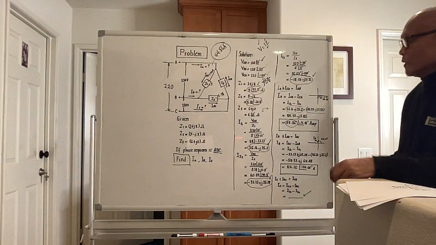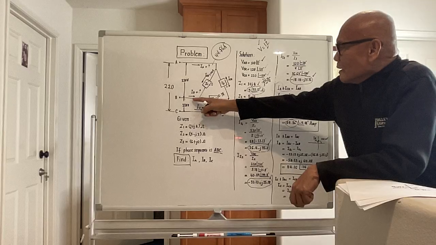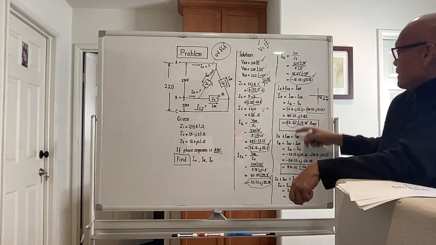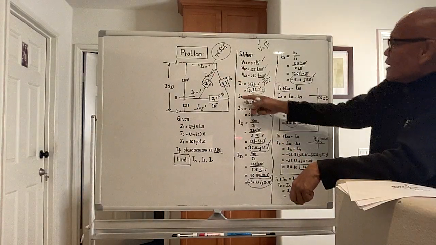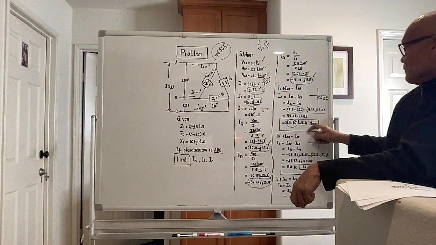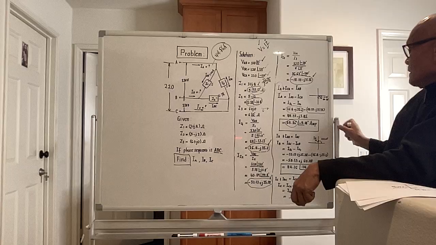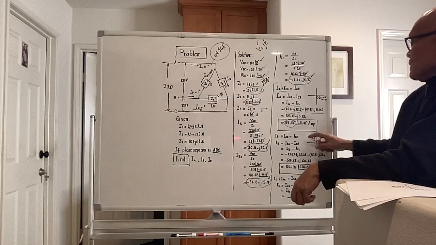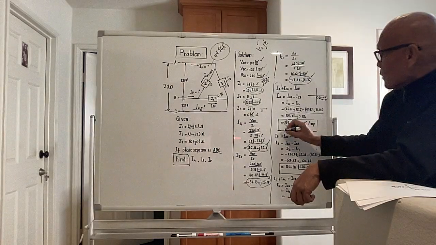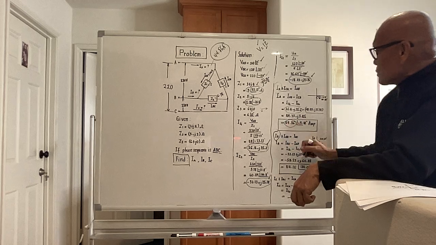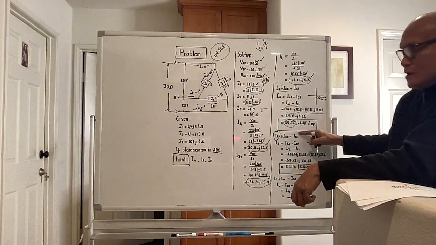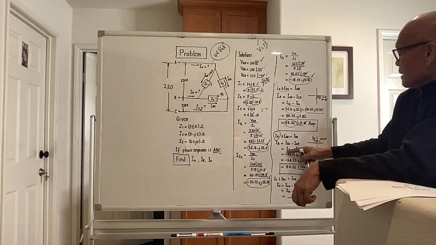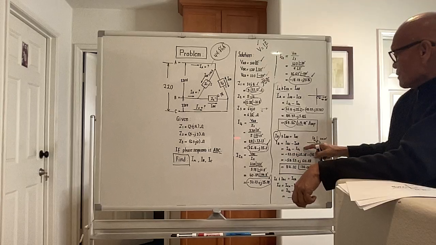For I sub B, consider this junction here. Current entering here is I sub B. Current entering is also I sub AB, so this will be I sub B plus I sub AB. The current coming out is I sub BC. We are computing for I sub B, so I sub B will be the difference I sub BC minus I sub AB. I sub BC is the current I sub C2 minus I sub C1.